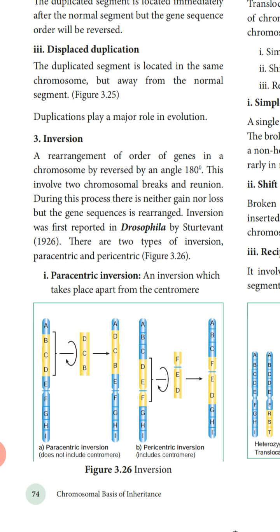Okay, without the involvement of the centromere, only the segment of the chromosome is getting inverted, then it is called paracentric inversion. Next type is pericentric inversion.